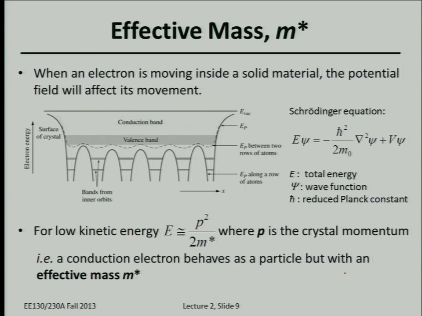Maybe I'll ask you: why would an effective mass potentially be smaller than a free electron mass? That's usually the case in semiconductor devices. The effective mass of an electron in a semiconductor material is usually significantly smaller than the mass in free space. Why might that be the case? Yes.